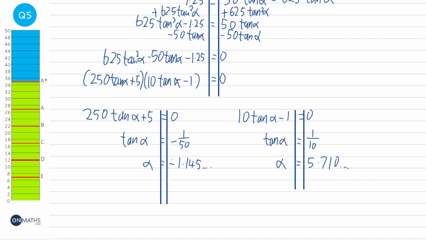And actually I just truncated that, so I should put blah blah blah on that as well. Now alpha must be between 0 degrees and 90 degrees, because we can see in the diagram it must be between those two. And so therefore alpha to three significant figures will be 5.71 degrees.